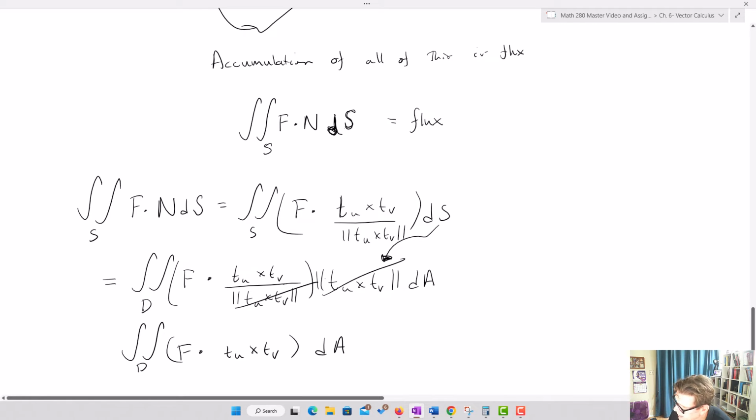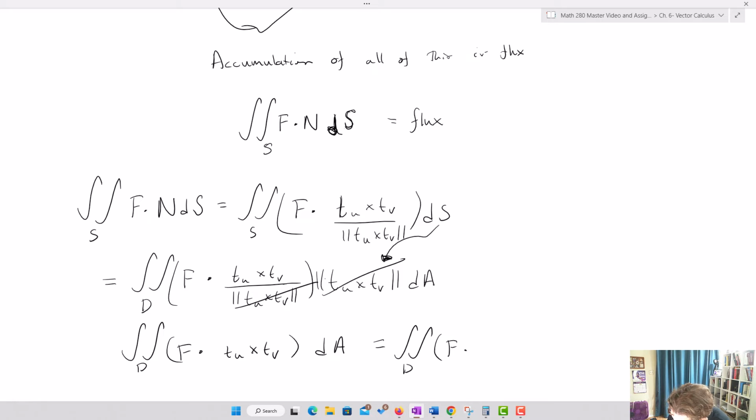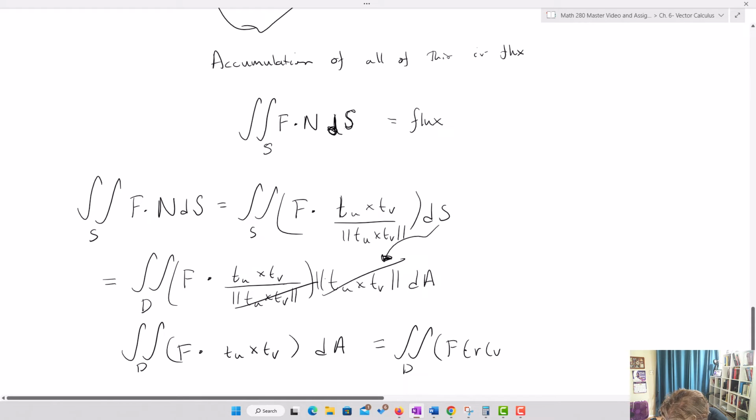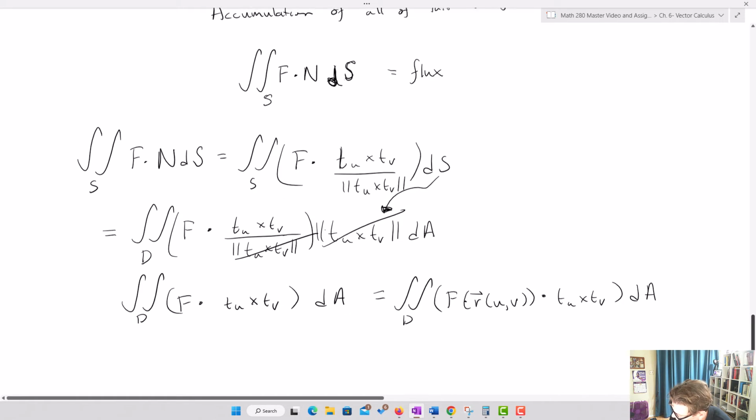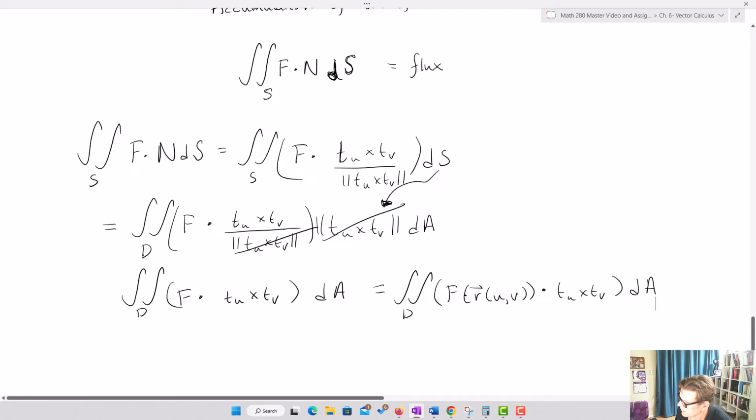If we go in and replace with our parameterization, this is going to equal the double integral of F of r of u,v dotted with Tu cross Tv dA. So we just put in our parameterization and then dot it with Tu cross Tv. And that actually gives us the value for our integral, okay? A lot easier to work with then.